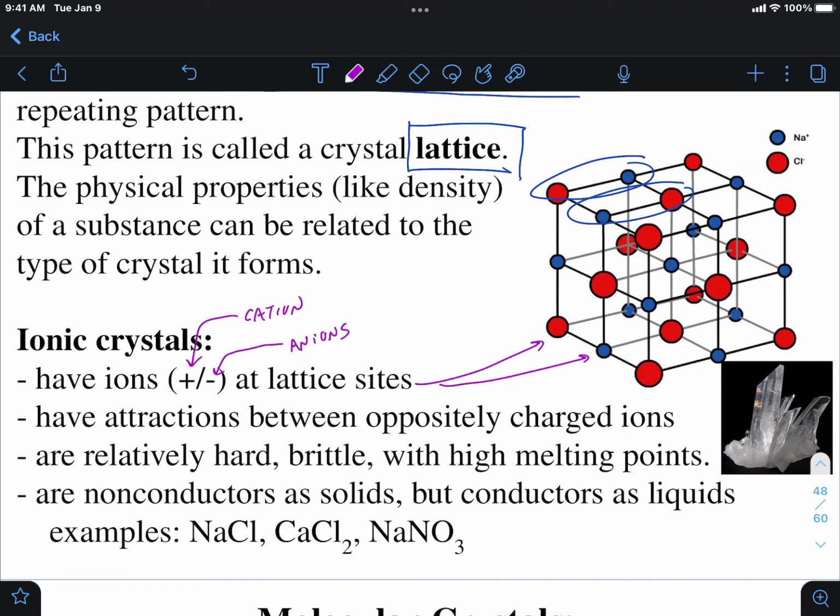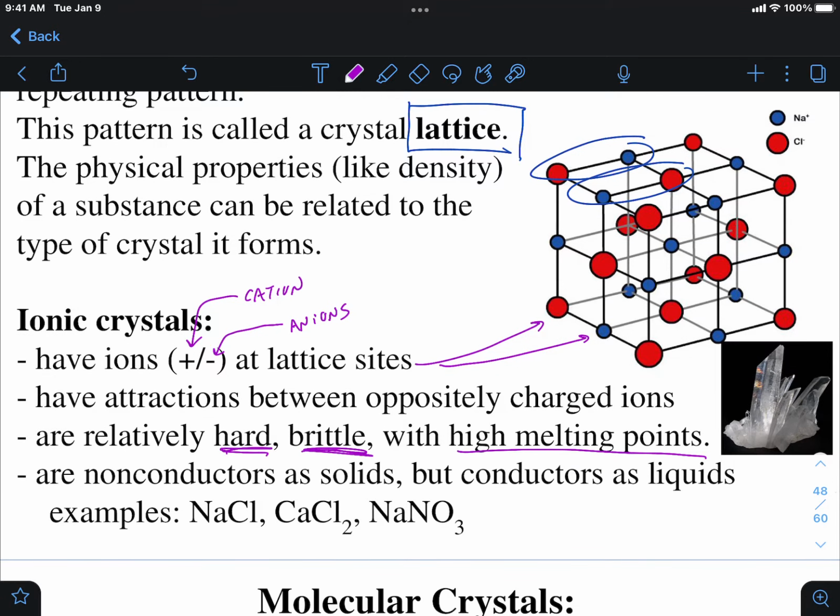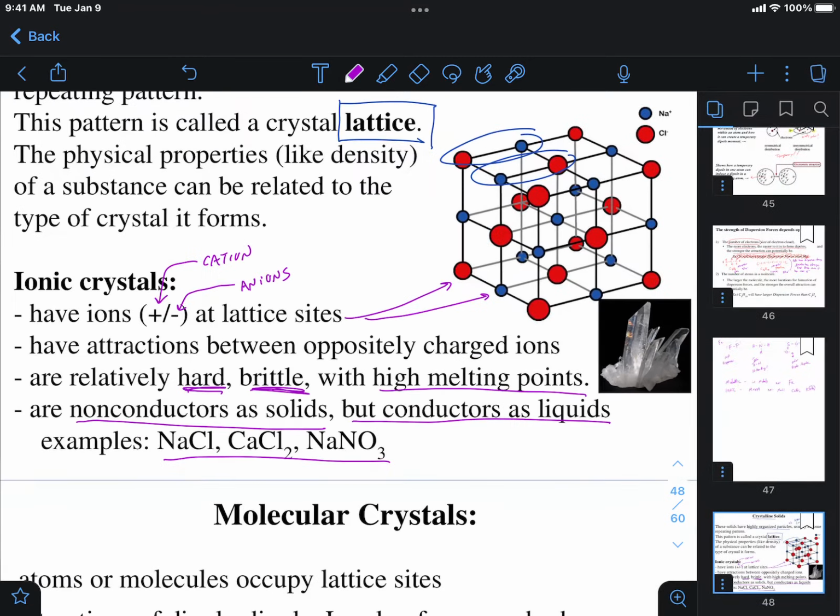So, properties. Ionic crystals are hard. You saw that in lab. They are brittle and have high melting points. They are non-conductors as solids, but they do conduct as liquids. So when you dissolve the salt in water, the solution conducts. Examples of ionic compounds would be anything that has a metal with a nonmetal or a metal with a polyatomic ion. So let's talk a little bit about these being brittle here.